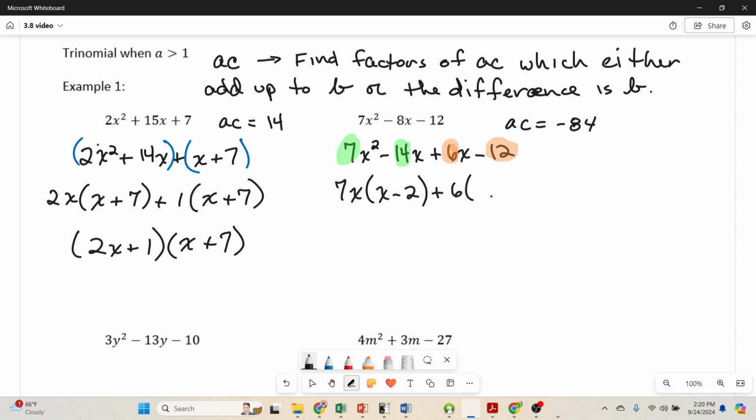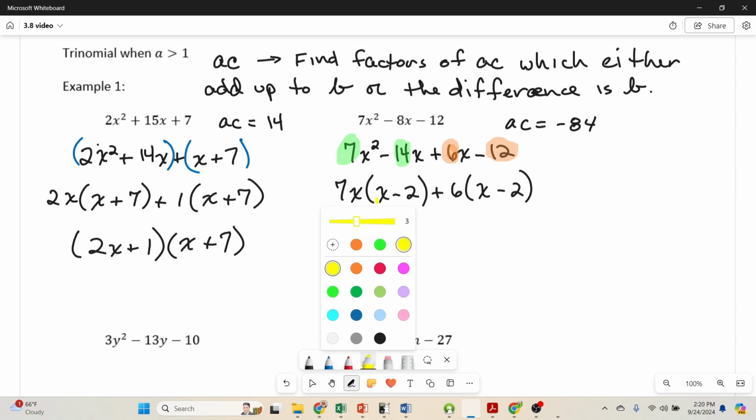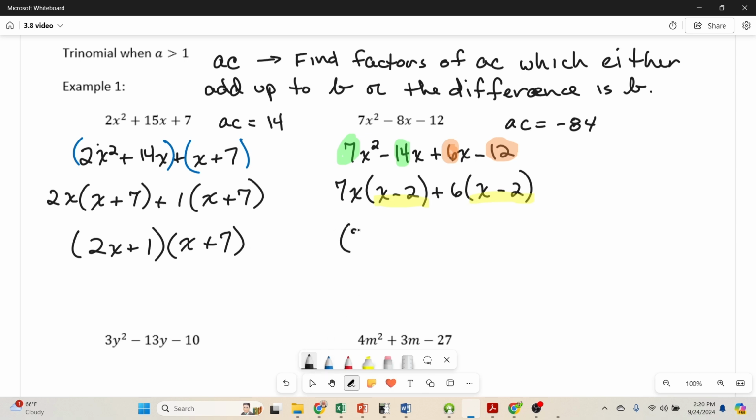So 6x divided by 6 is x. Negative 12 divided by 6 is negative 2. You want to make sure that these two are identical. Then you know you've done it right. So we would end up with 7x plus 6 times x minus 2. And now we're done.